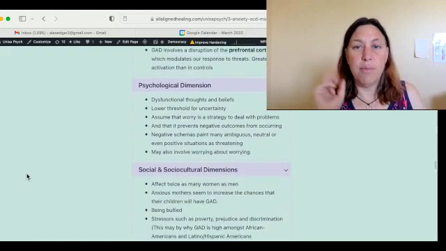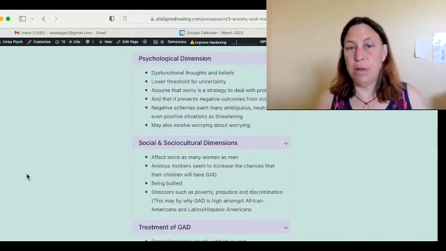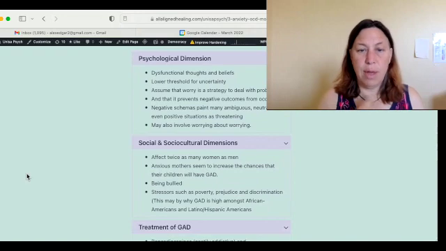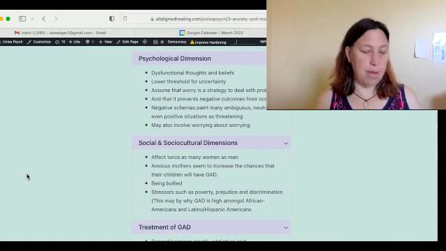It affects twice as many women as men. Anxious mothers, so there is modeling involved, being bullied, and high stress. Okay, so you have a lot to worry about, which is why it's higher in people who are discriminated against and who are poorer.